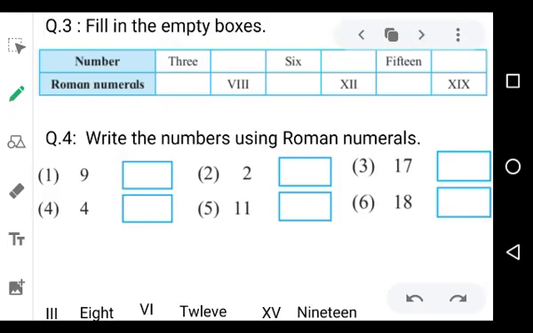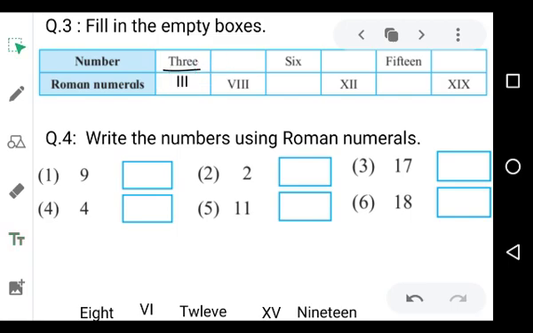Fill in the empty boxes. Here, the number is given in words. We have to write it in Roman numerals. And where Roman numerals are given, we have to write them in words. See, first is 3. So, how do we write 3 in Roman numerals? 3 times I. So here we write 3 times I.